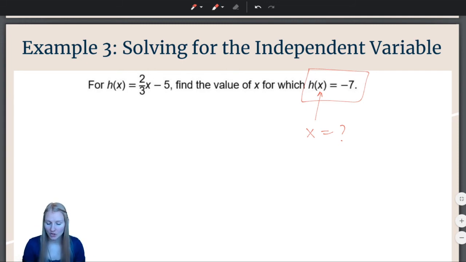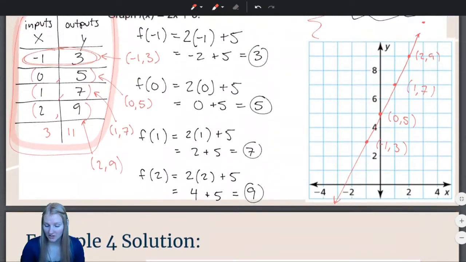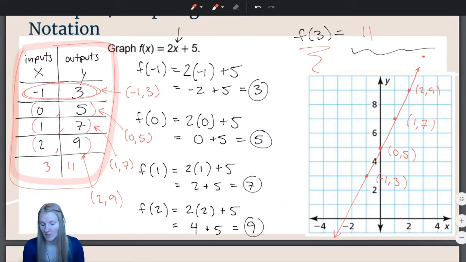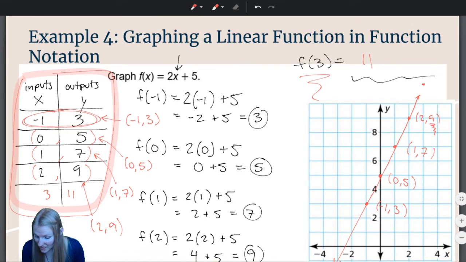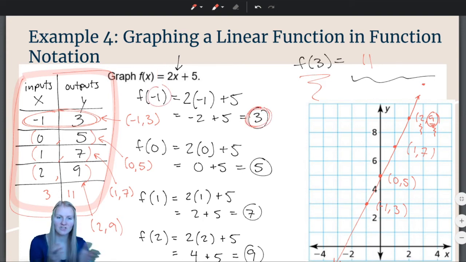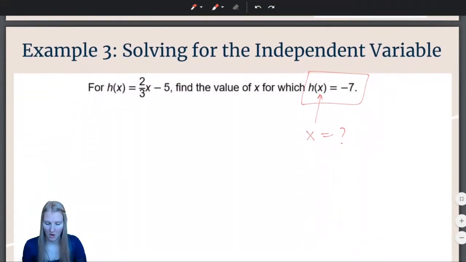And the reason I wanted to do example 4 first was because you can see more easily what they're asking you. So they are giving us the output. They're giving us the y, and we want to find the x. So instead of saying, here's -1, find 3, they're saying, here is 3, find -1. So we're going backwards this time. So let me show you how we do this.